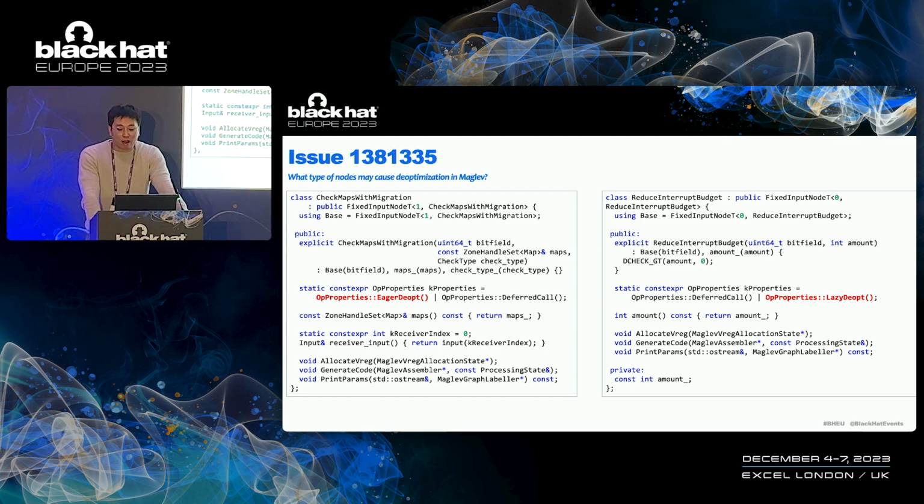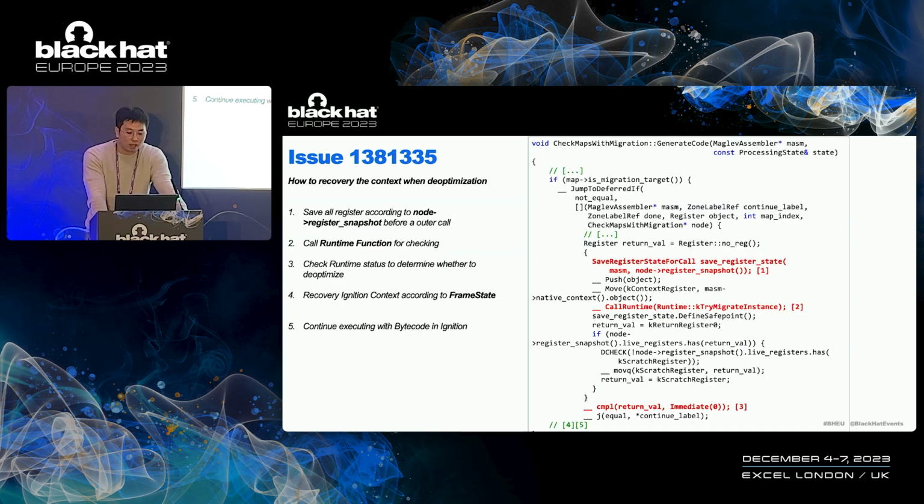So what kind of IR will de-optimize? This is mainly reflected in its properties. When eager deopt or lazy deopt exists in its properties here and here, it means that this node may lead to de-optimization. Eager means do it here immediately. Lazy means do it at the next check. After analysis, we located the bug in the IR CheckMapsWithMigration.